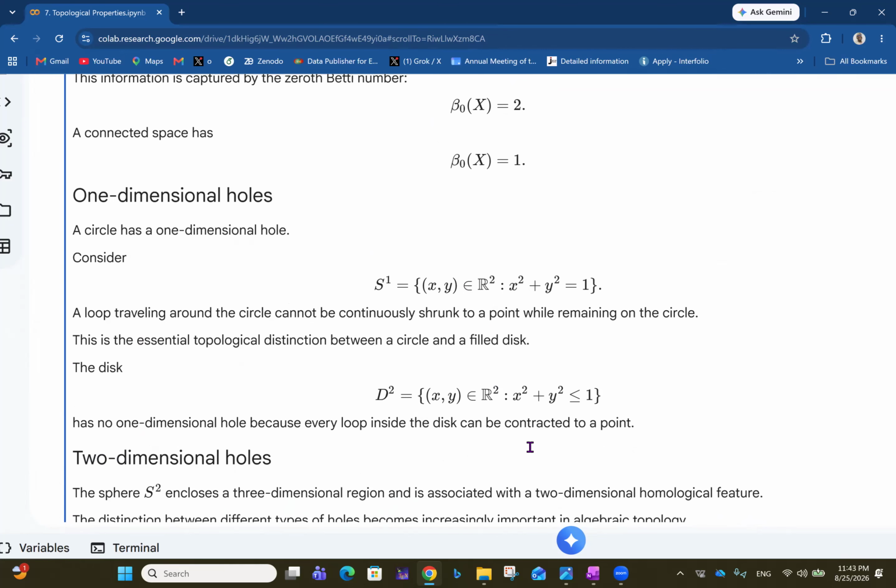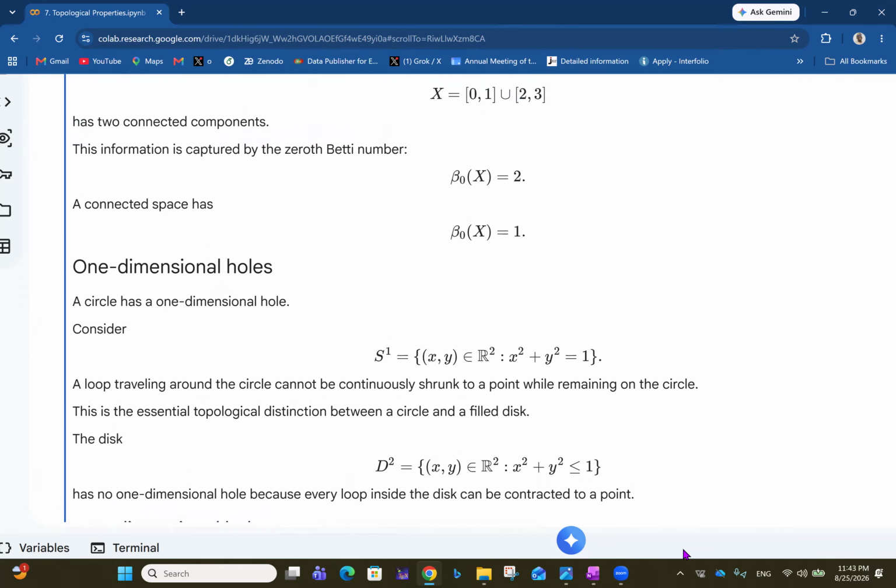A filled disk is a closed disk, by the way. That is, instead of equal to 1, you have less than or equal to 1. So this disk D squared, which is the collection of (x, y) belonging to R squared, such that x squared plus y squared is less than or equal to 1, has no one-dimensional hole because every loop inside the disk can be contracted to a point.